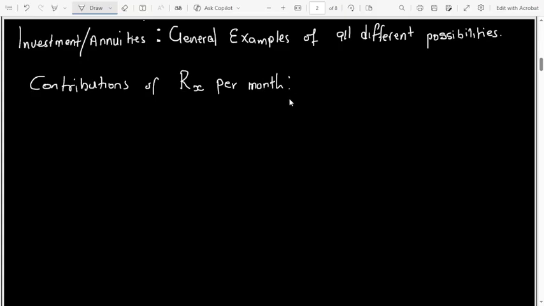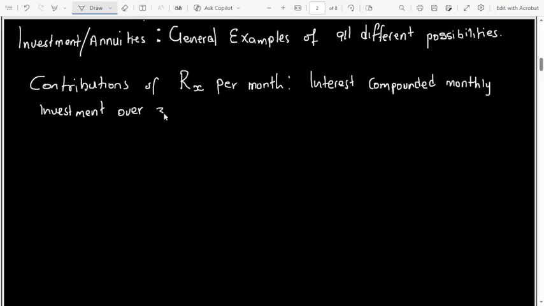From this, the interest is compounded monthly. So we put Rx per month and the interest is compounded monthly. Now, let's say that this investment lasts for 3 years, so the investment is over 3 years. Let's check all the general examples of all different possibilities.